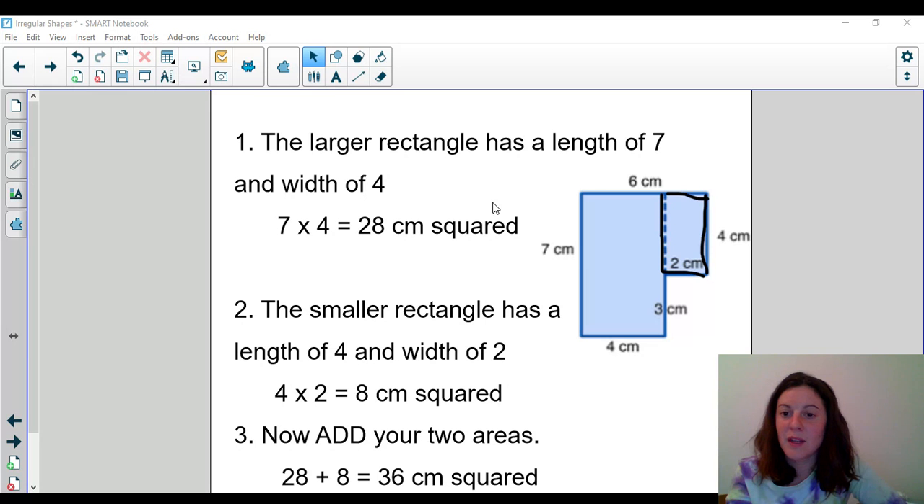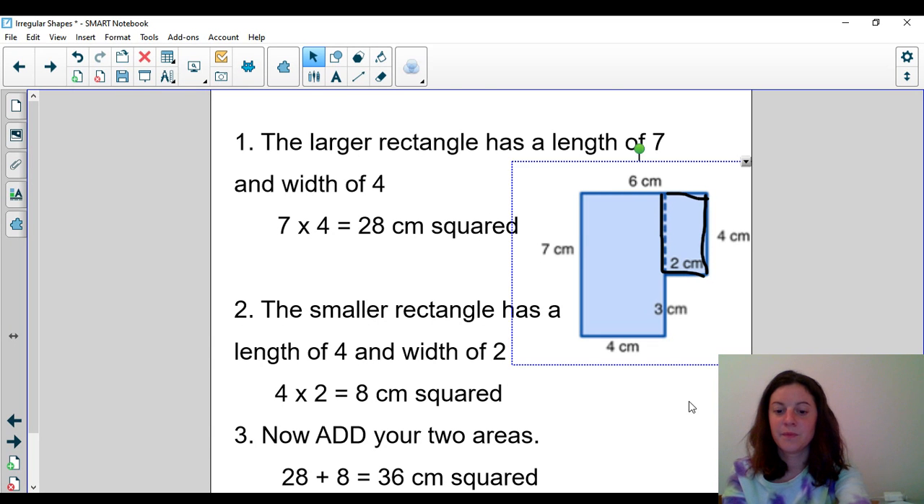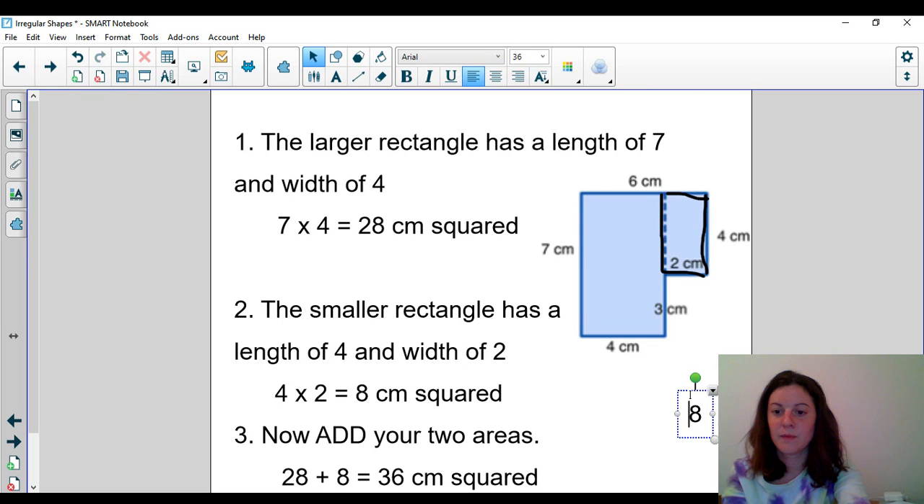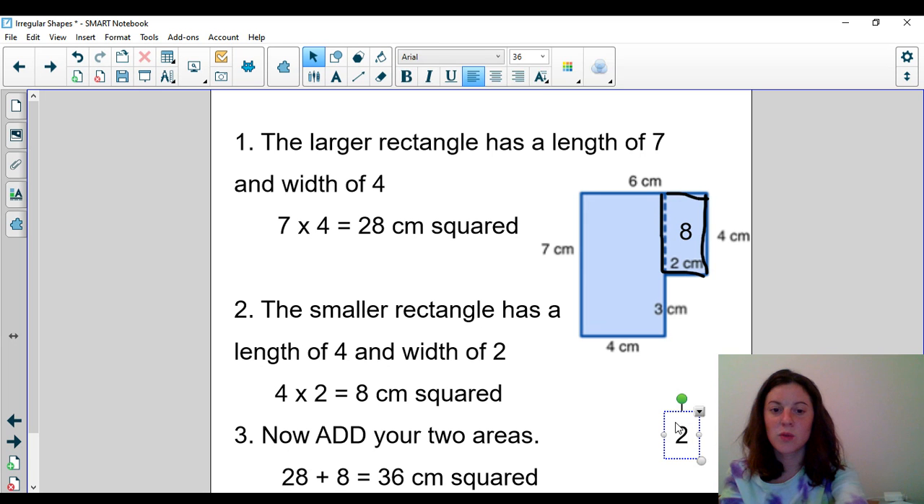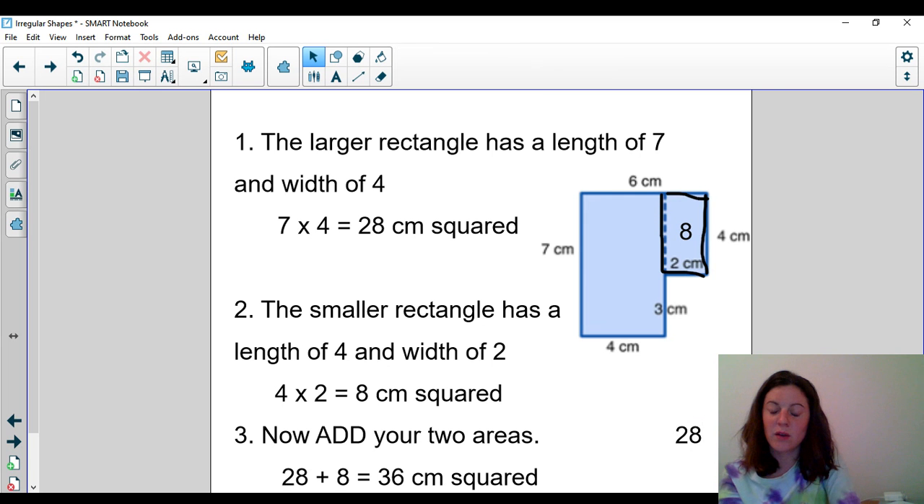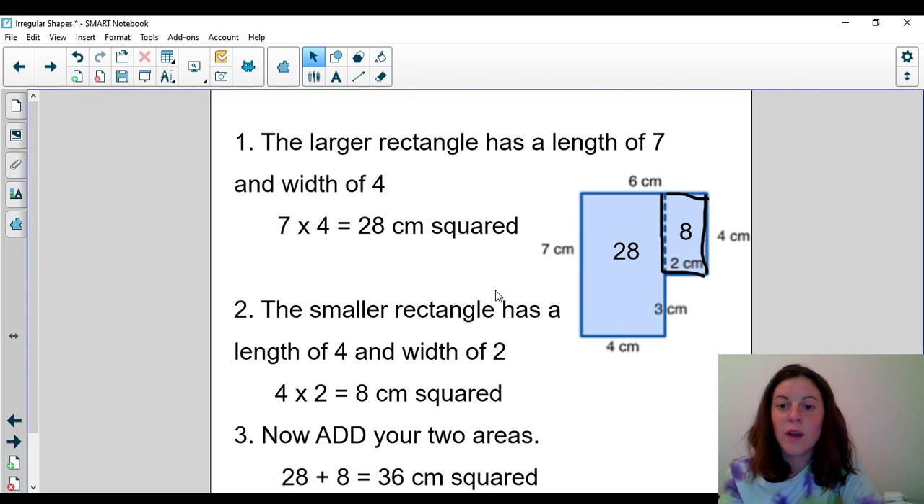So now I have an area of 8 for my small rectangle and an area of 28 for my larger rectangle. When I'm doing this with irregular shapes, I always like to write my areas inside my rectangles so that I don't get confused. So now, what do I do next?